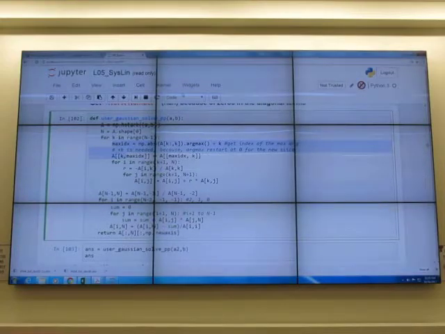Alright. So that is Gaussian elimination with partial pivoting. Everything is the same except you add 2 more lines. It's a lot more powerful. You see it? Alright.